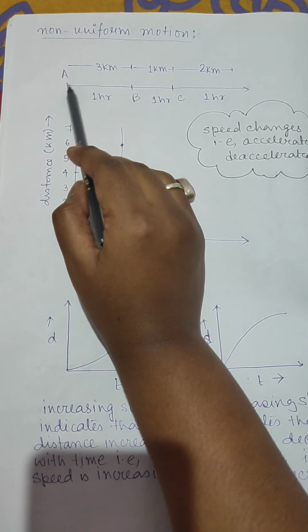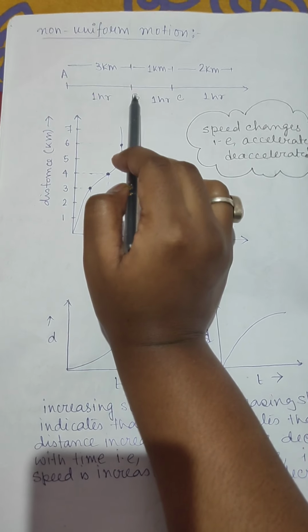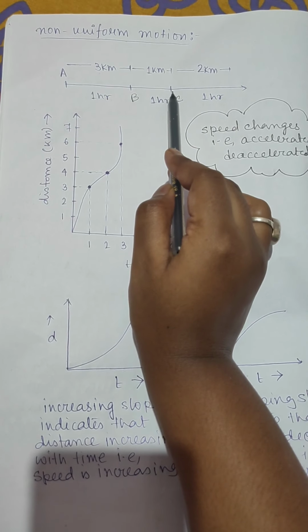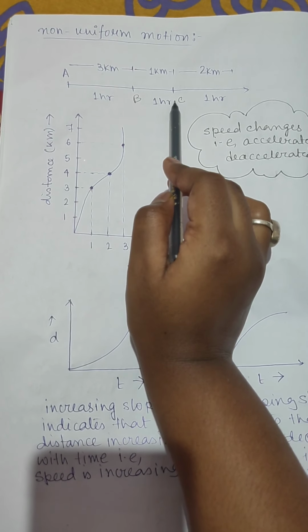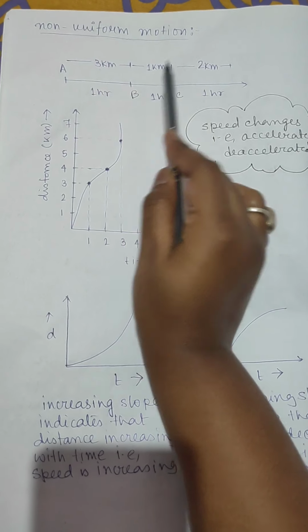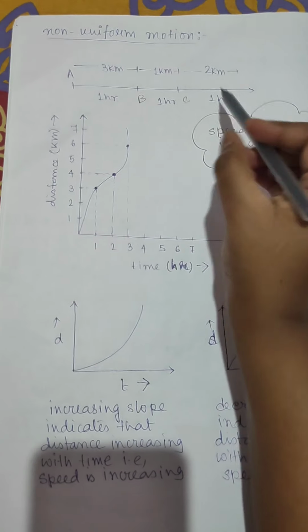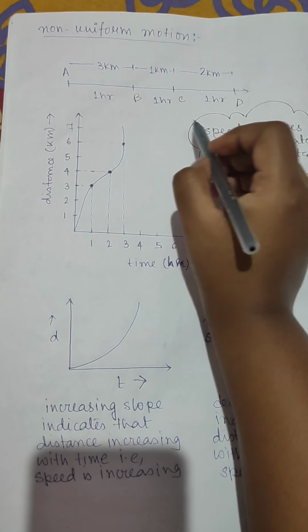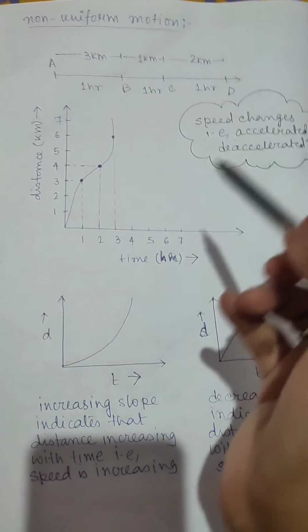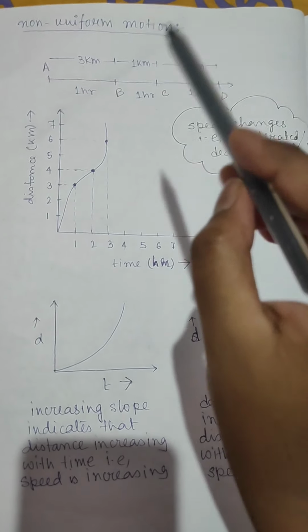In traveling from point A to B, it takes 1 hour and the distance traveled is 3 km. From point B to point C, the time interval is again 1 hour and the distance traveled is 1 kilometer. And from point C to point D, the time interval is 1 hour and the distance traveled is 2 kilometers. Okay, now let's plot this in a graph.